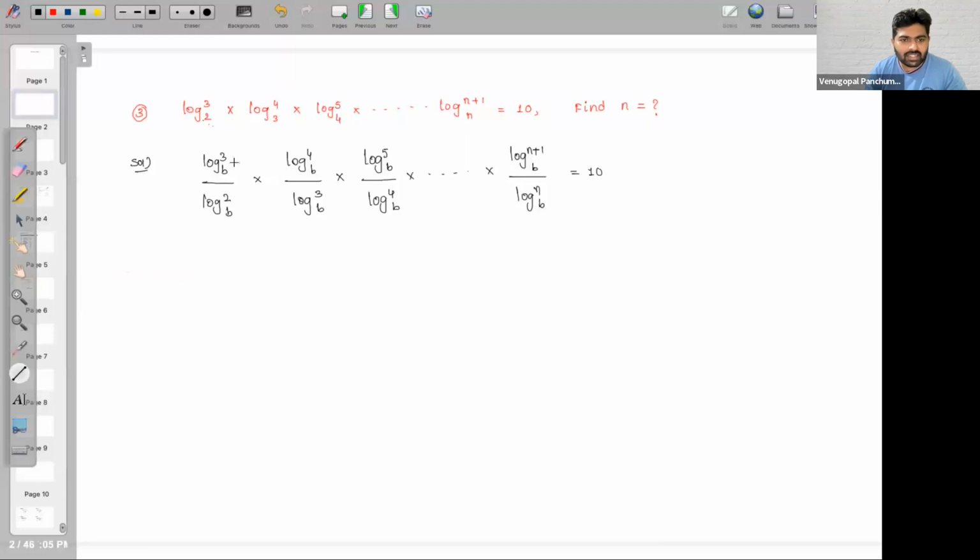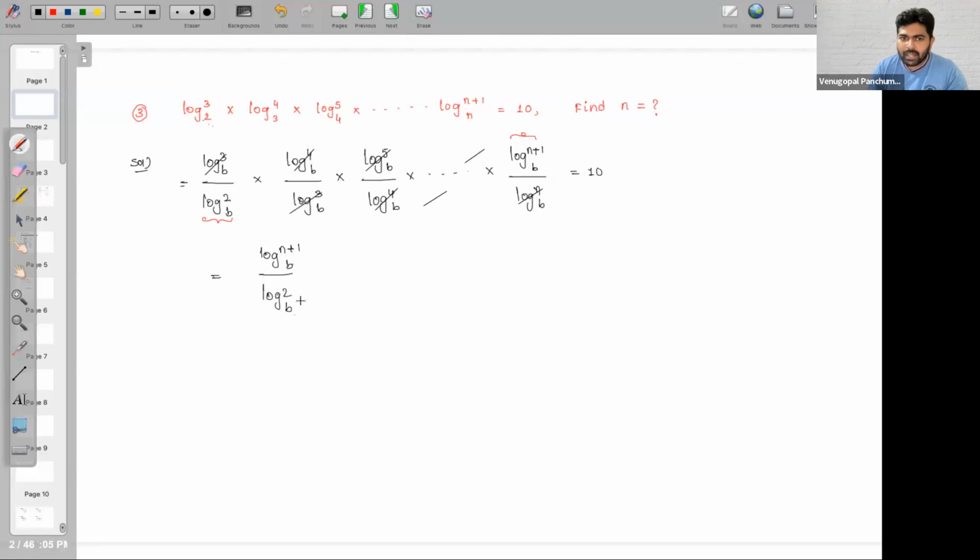Now you can cancel, right? This you can cancel. This you can cancel. Next, log 5 base b will come, so this one you can cancel. Like that, if you go, this one and this one will be cancelled. Now you are finally left with this term and this term, which is equal to log n plus 1 base b divided by log 2 base b.